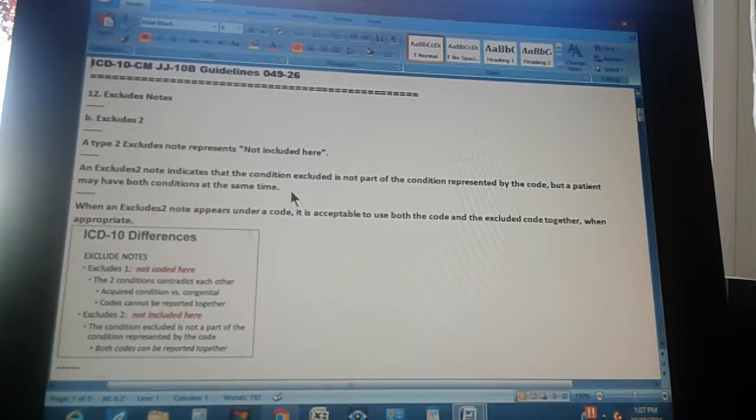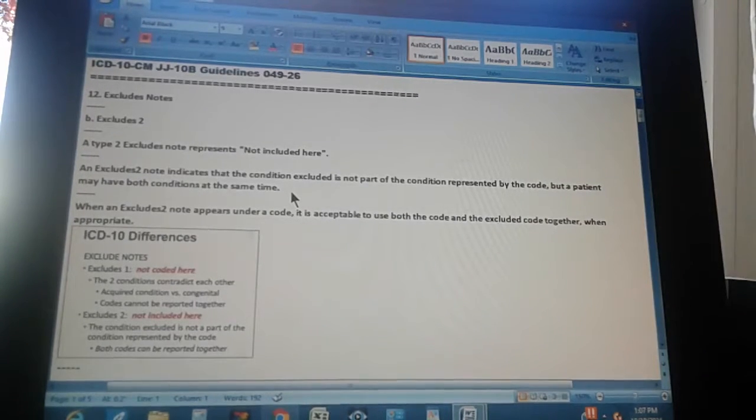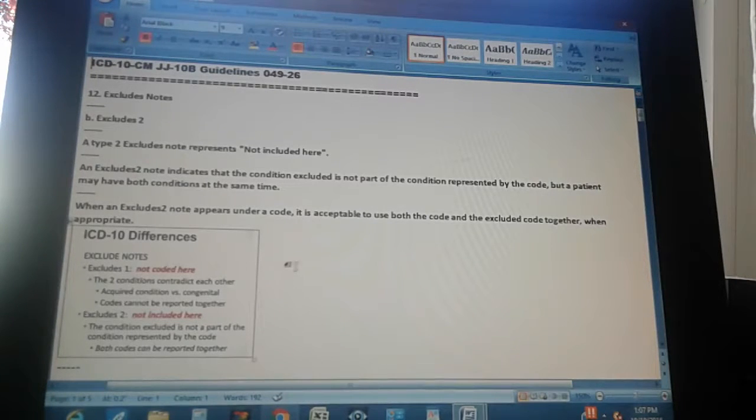If you want to read more about the differences between Excludes 1 and Excludes 2, there's more information there. Okay, that's our theory for today. Now let's do a problem.